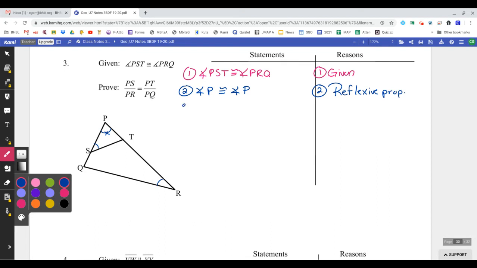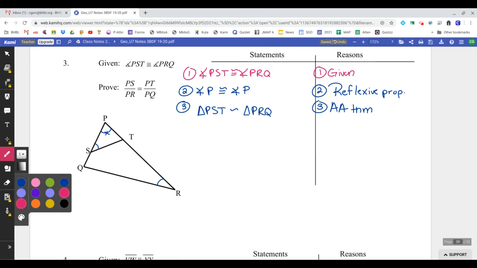So now that I know that I have 2 sets of corresponding angles equal, I'm going to say that triangle PST is similar to triangle PRQ. We're going to use our angle theorem to justify why those are similar.